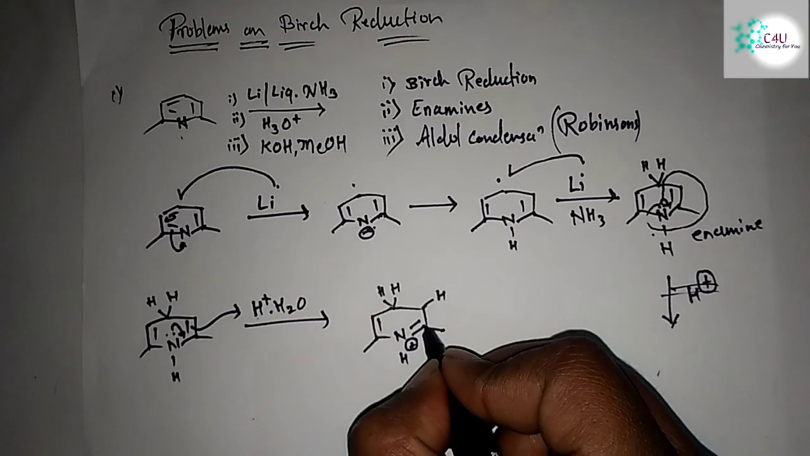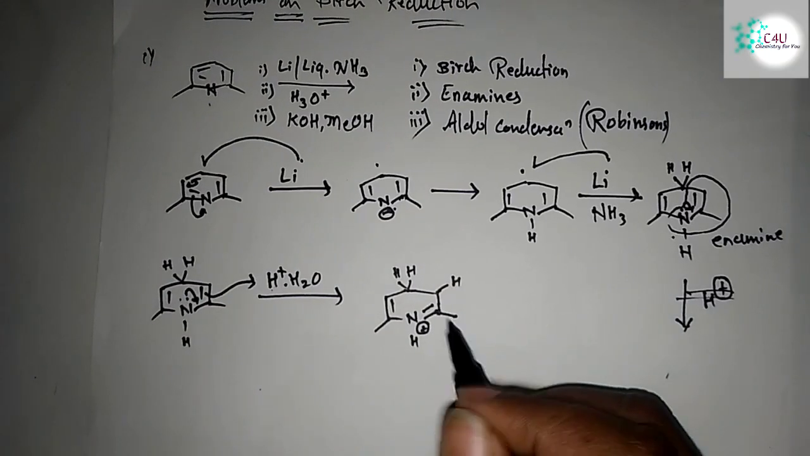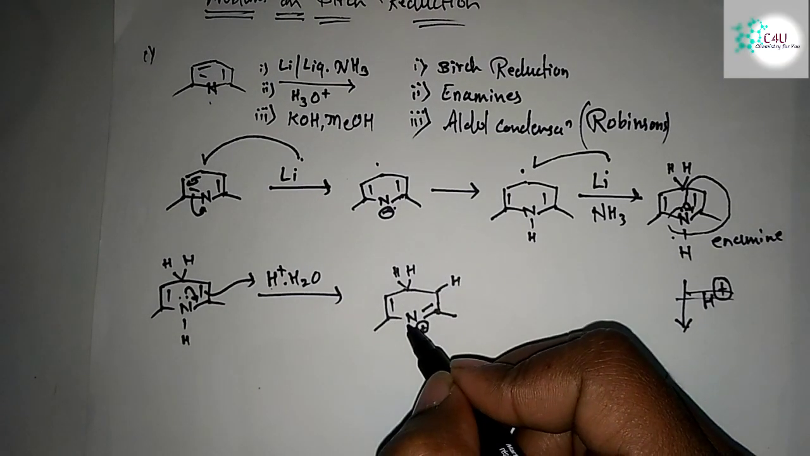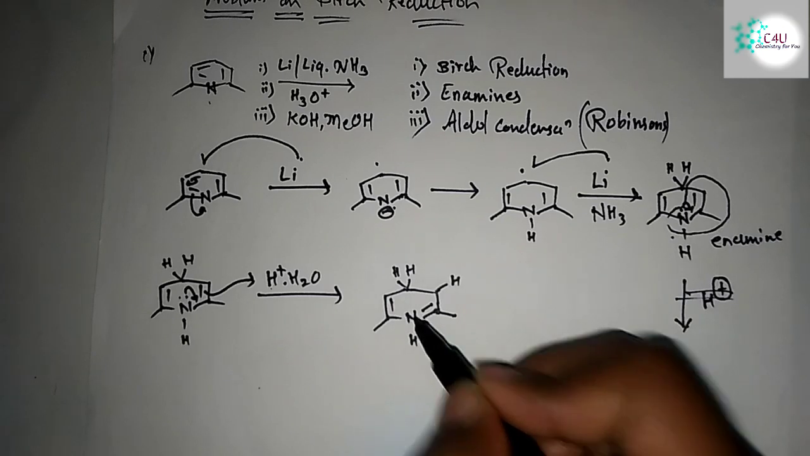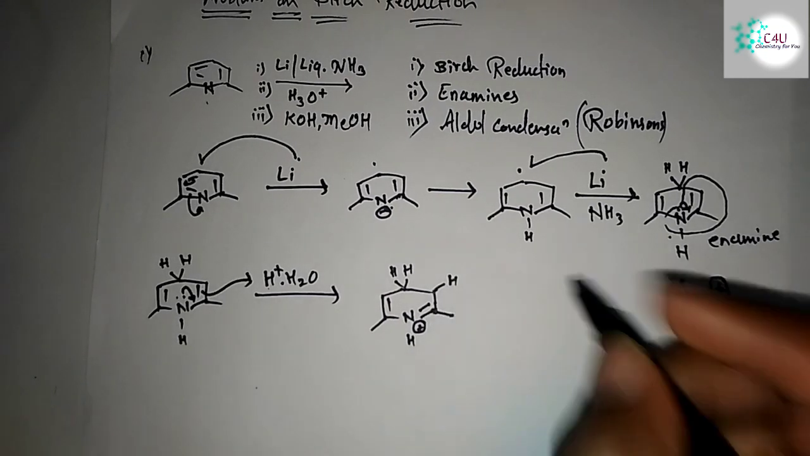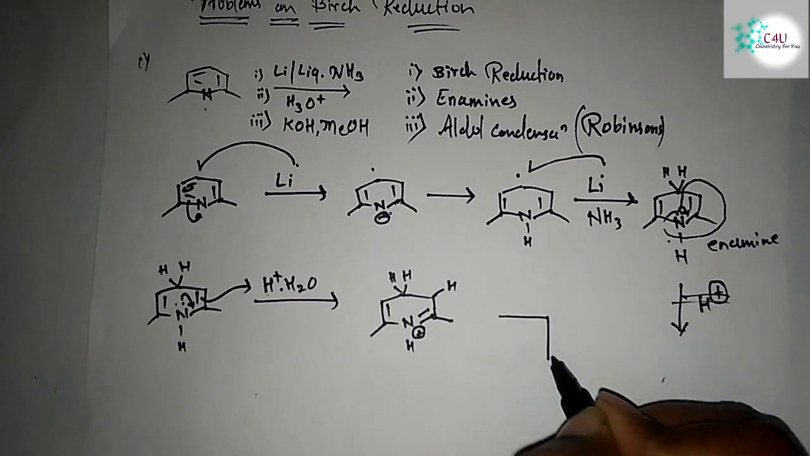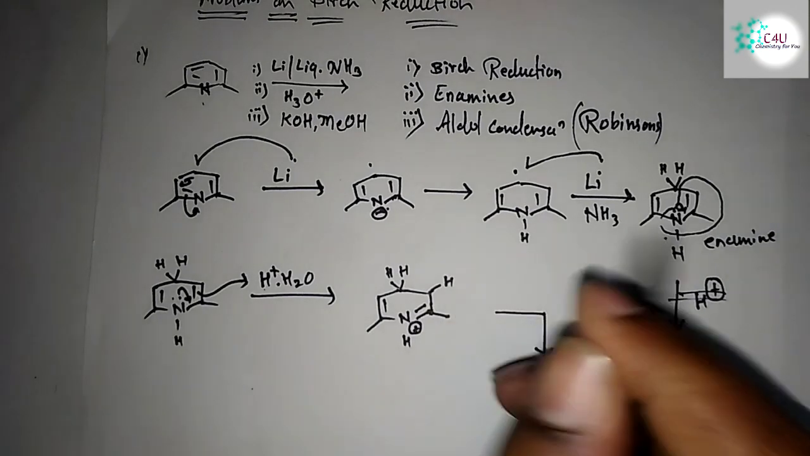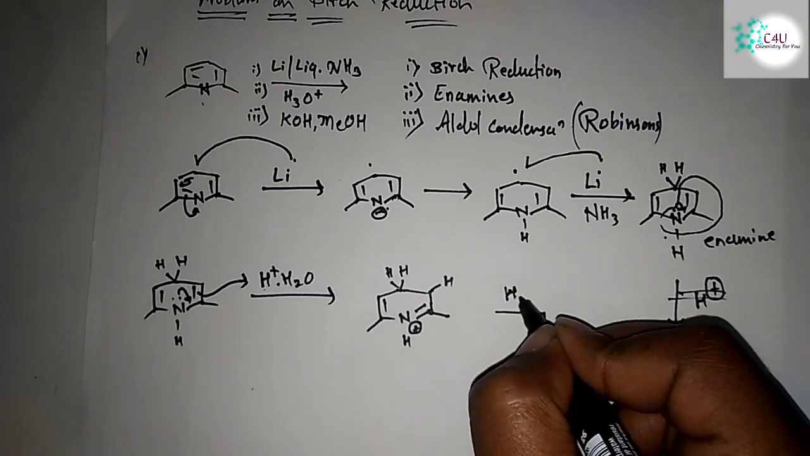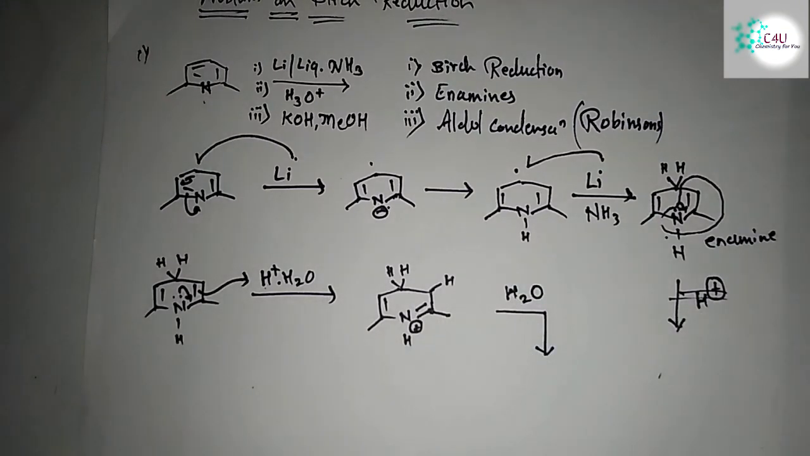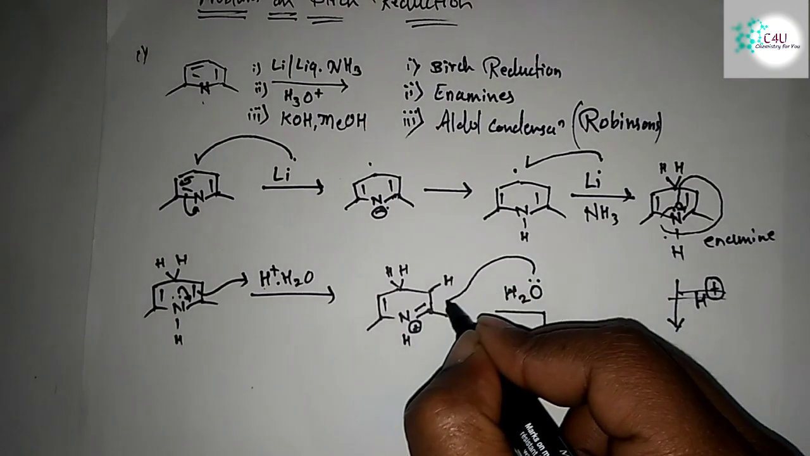Now, this carbon is very much electrophilic. The reason is, first, nitrogen is electronegative, and another thing, nitrogen needs more electrons, so it would pull those from this carbon. So the carbon becomes more electrophilic. And we have a nucleophile, which is a water molecule, that attacks here.